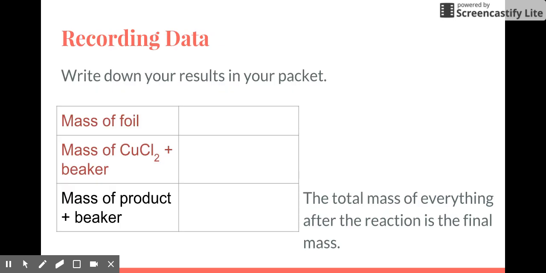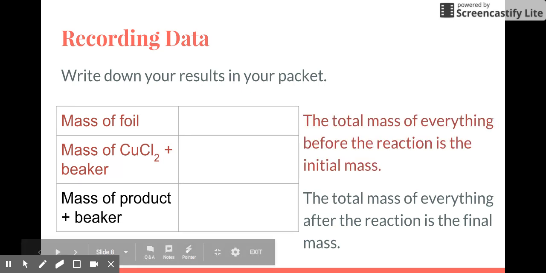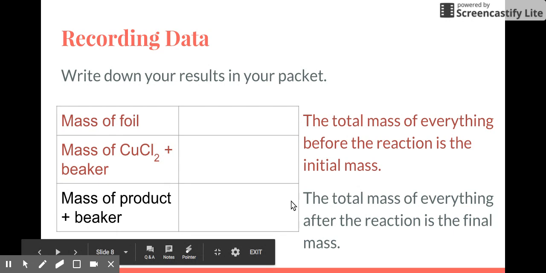In your packet, you're going to find some data tables to write down your information for today. You'll see, for example, the mass of the foil, copper chloride, and the product here. The total mass of everything before the reaction, highlighted in red, is the initial mass, and then the product in beaker is the final mass.